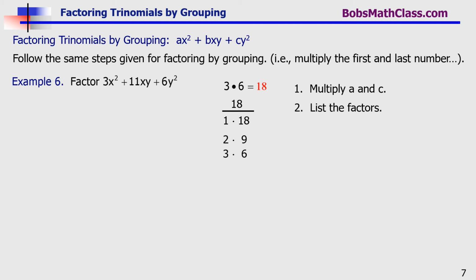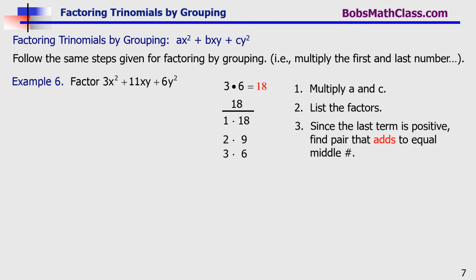1 and 18, 2 and 9, 3 and 6. It's positive, right? The 6y squared is positive. So we want to find the pair that adds to equal the middle number. Which of these pairs will add to be 11? You're right, the 2 and 9. Now we want to attach the signs. So what do the signs have to be so that 2 and 9 equals positive 11? Right, both positive.